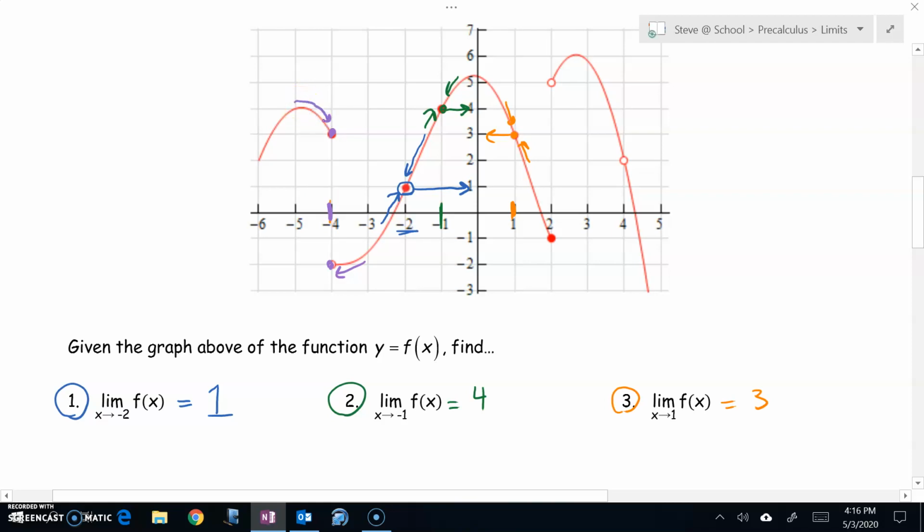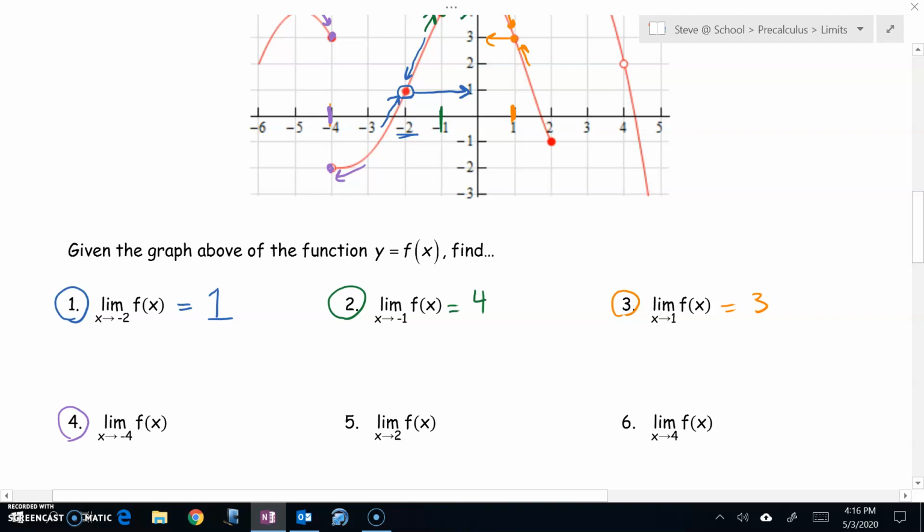So do you guys see how as you move your fingers from left to right, or I guess one from the left and one from the right, they're not meeting up at -4 like the other ones did? This is a case where the limit does not exist.